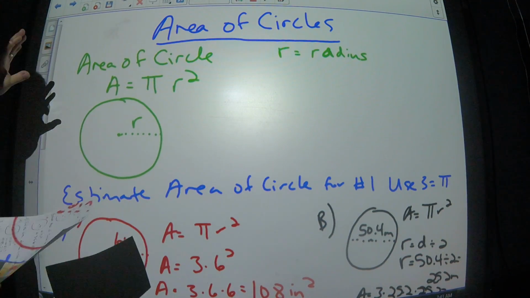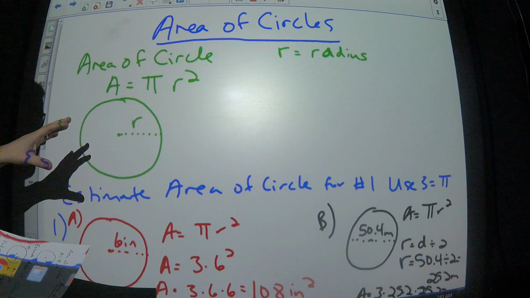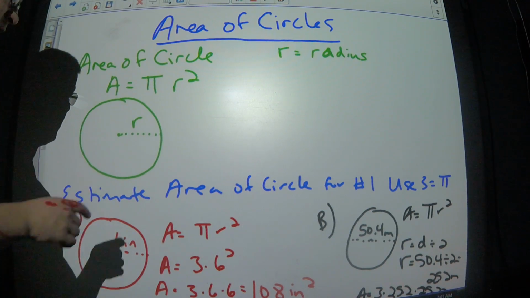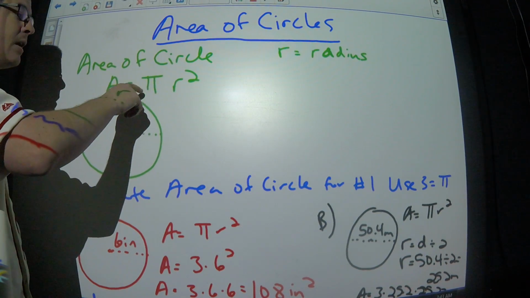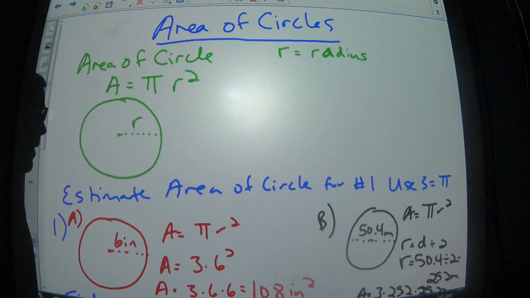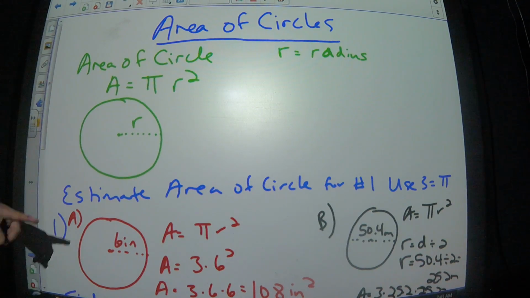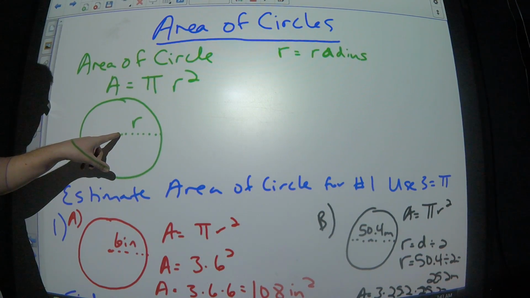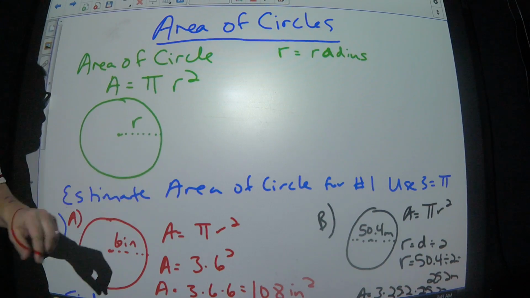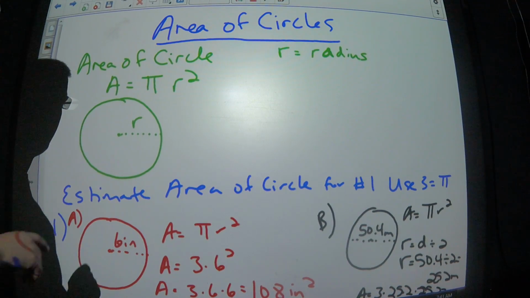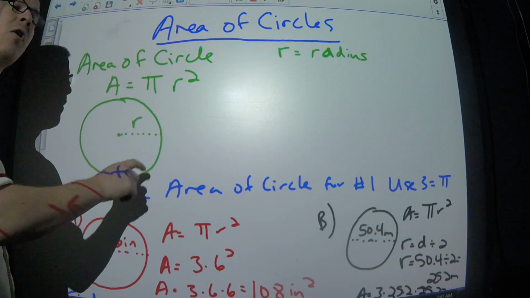So looking at area of a circle, to find the area, you take pi times the radius squared. So the radius times the radius. So pi times r times r. Well, what is r? R is from the center all the way to the edge. So from the center, you draw a line to the edge.